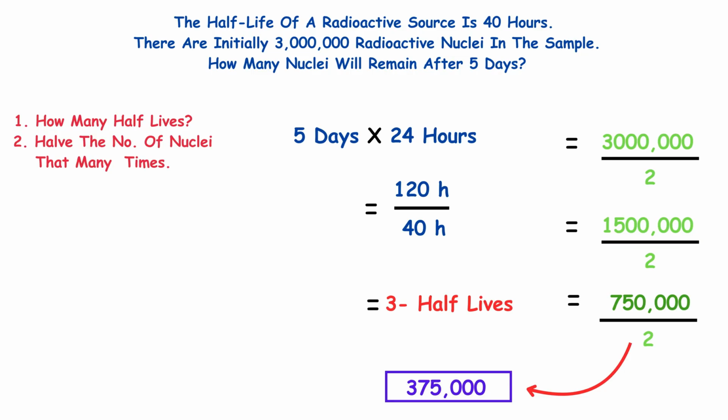First, we convert 5 days into hours by multiplying 5 by 24, giving us 120 hours. Next, we divide 120 by 40, the half-life, and find that the sample has undergone 3 half-lives. To calculate the final number of nuclei, we simply have to halve 3 million 3 times. First halving gives 1.5 million, halving that gives 750,000, and halving once more results in 375,000, which is the final answer.